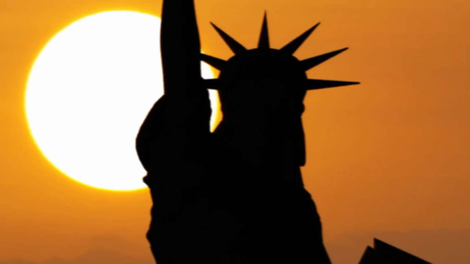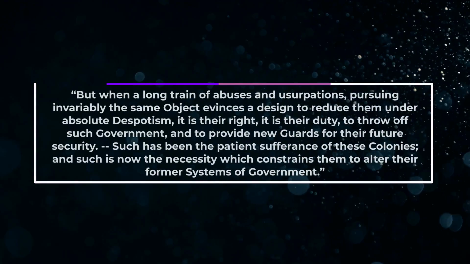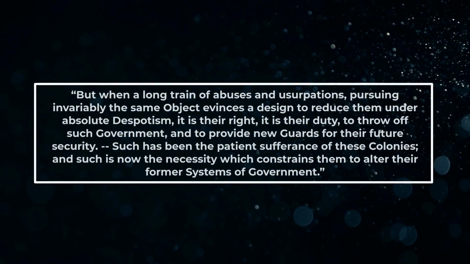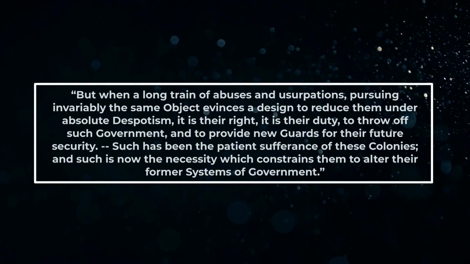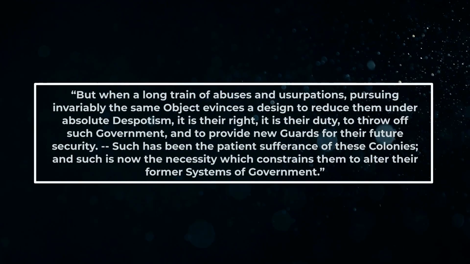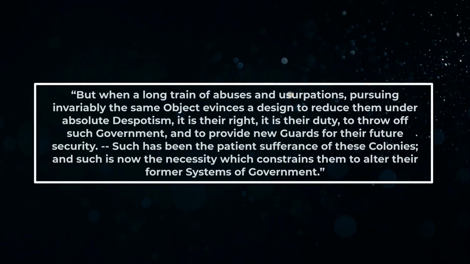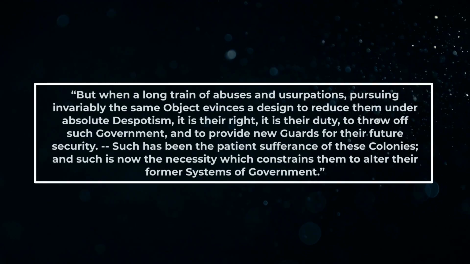In the Declaration of Independence, Jefferson cites the social contract as the moral justification for the American Revolution. "But when a long train of abuses and usurpations, pursuing invariably the same object, evinces a design to reduce them under absolute despotism, it is their right, it is their duty to throw off such government and provide new guards for their future security. Such has been the patient sufferance of these colonies, and such is now the necessity which constrains them to alter their former systems of government."